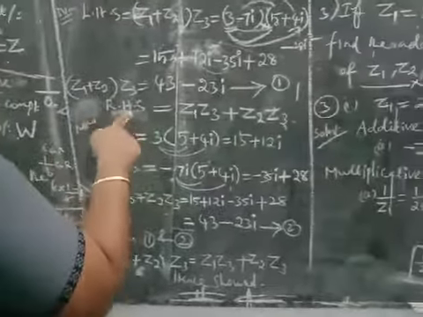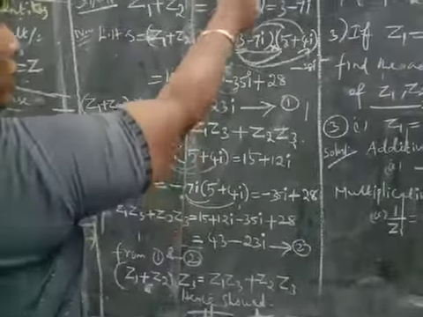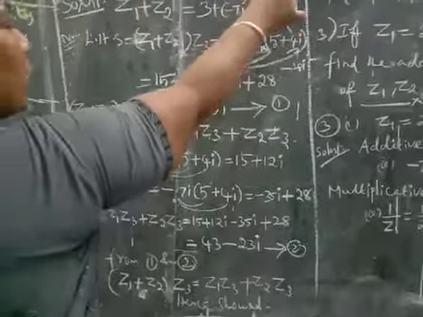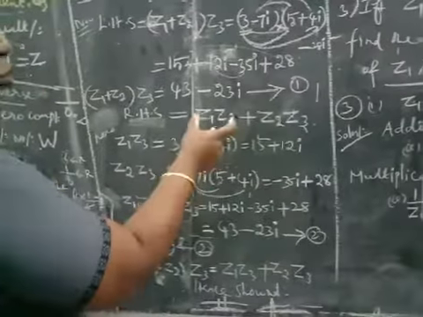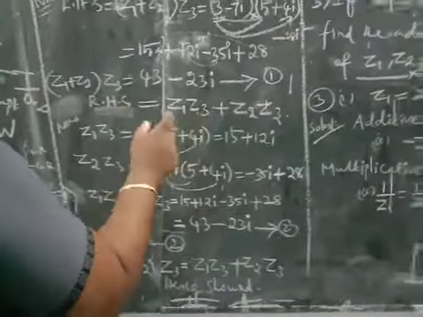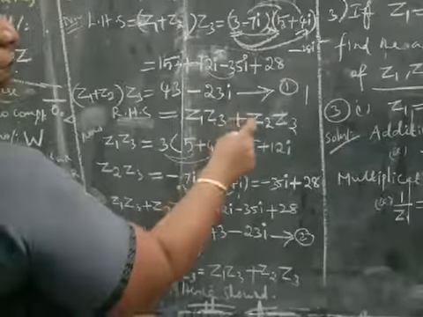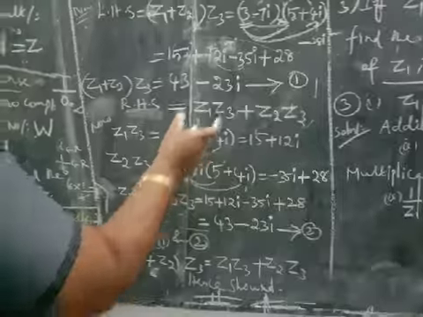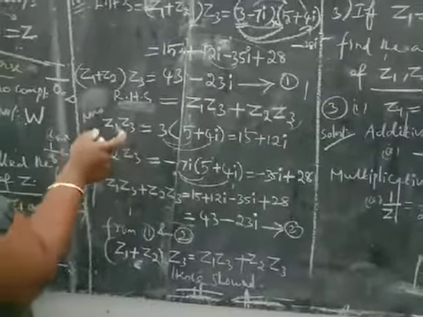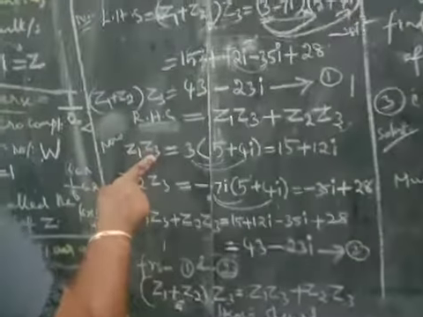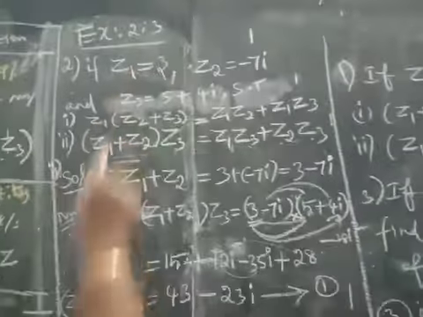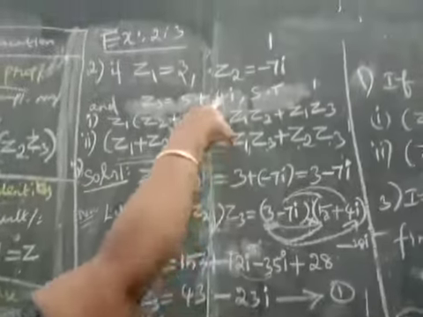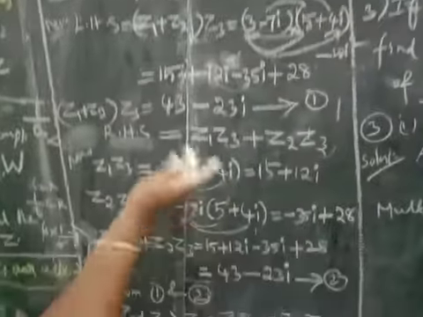Now take RHS. What is in the RHS? Z1 into Z3 plus Z2 into Z3. Here two terms are given. First you find the first term, then you find the second term, then add these two. So the first term is Z1 into Z3. What is Z1? 3. What is Z3? 5 plus 4i. So just you multiply.